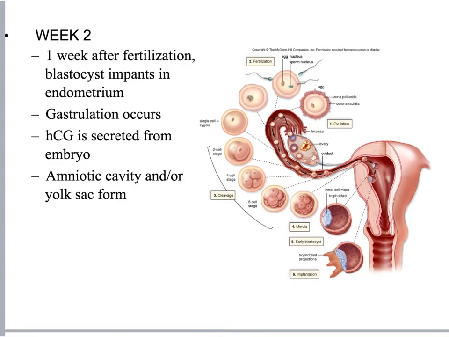By week 2, 1 week after fertilization, the blastocyst implants in the endometrium. Gastrulation occurs. Don't forget that HCG is secreted from that developing embryo to keep the corpus luteum intact. Estrogen and progesterone are continuously released by that corpus luteum, and that keeps the uterine lining thick and juicy and bloody and mucousy for that implanting embryo.